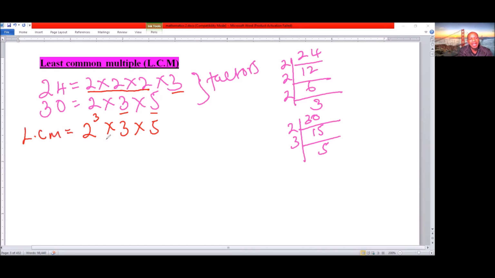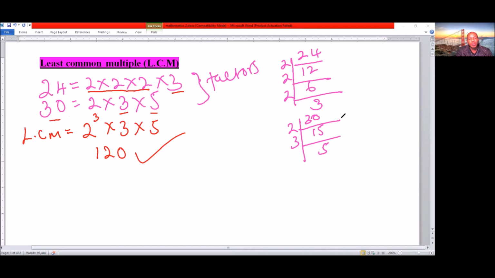So this is 8 times 15, which is 15 multiplied by 8. So we have that is 30 times 4. That will give us 120. So that is the LCM of 24 and 30.